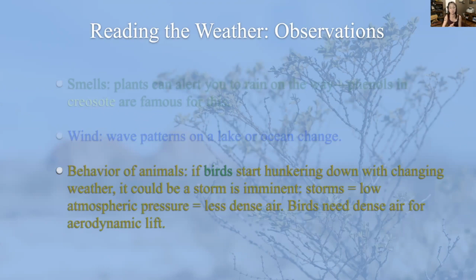And lots of animals. There's tons of lore on this, but it's traditional ecological knowledge too. A lot of it is true. There's a lot of sayings that, like, if birds start hunkering down, well, weather's on the way. Well, there's some real science behind that. It could mean a storm is imminent because low atmospheric pressure means less dense air.